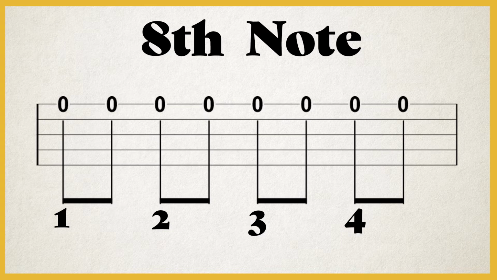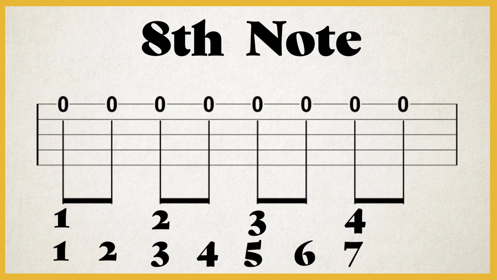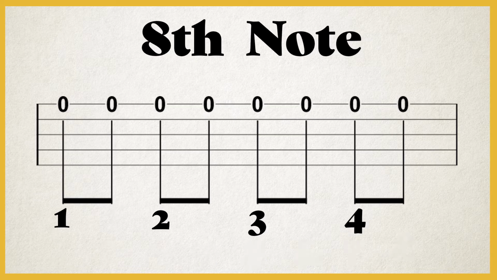There are 8 8th notes in a measure, so we could just count 1, 2, 3, 4, 5, 6, 7, 8, right? Well, not really, because then we'll be sacrificing the placement of the beat, 1, 2, 3, 4. We want to protect the basic beat of the music so we'll have a clear idea of where we are. So instead of counting to 8, we're going to add the word "and" in between each number.